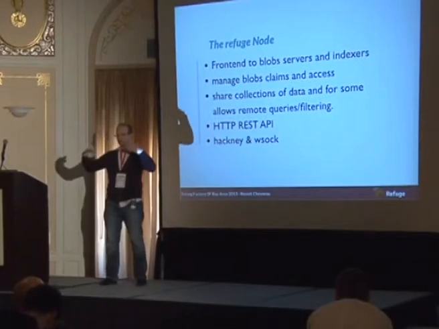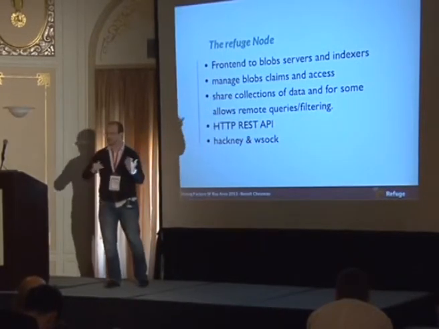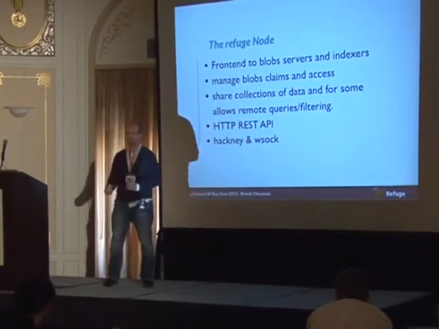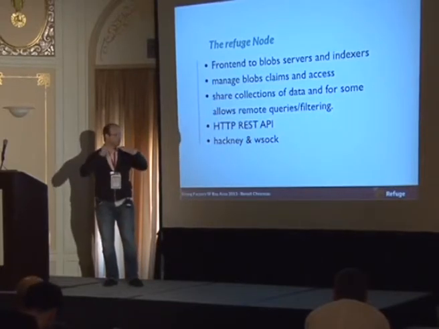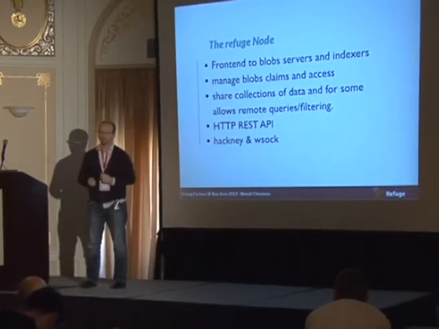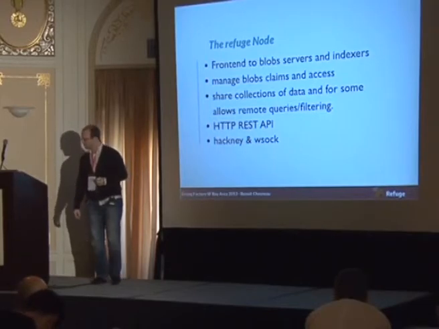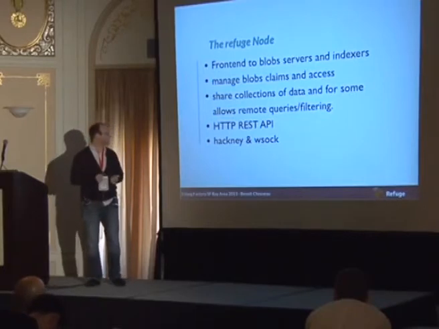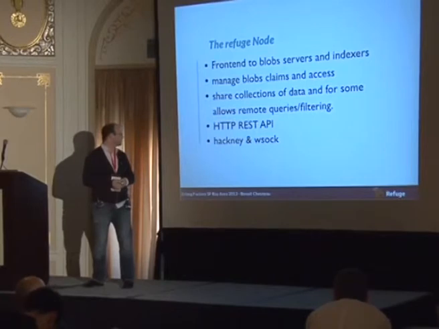So we have at the bottom the private part, and this thing is not shared by anyone, except your friends if you want. The blob server is not shared by anyone by default, and the indexer is not shared by anyone, so you have to present your data to the people. You have to find a way to share your data with others. And for that, you have the Refuge nodes, which are a front end between the blob server, the indexer, and the clients coming on that.